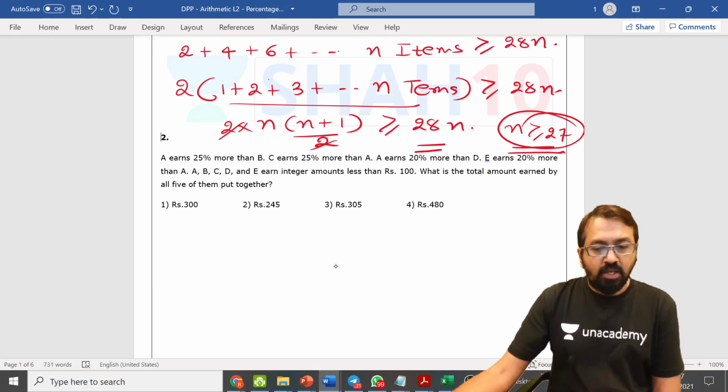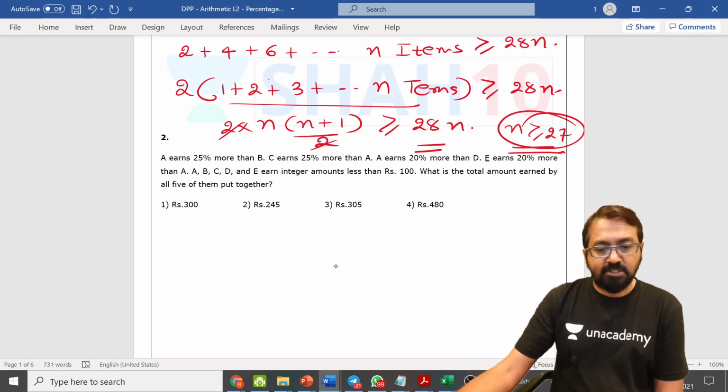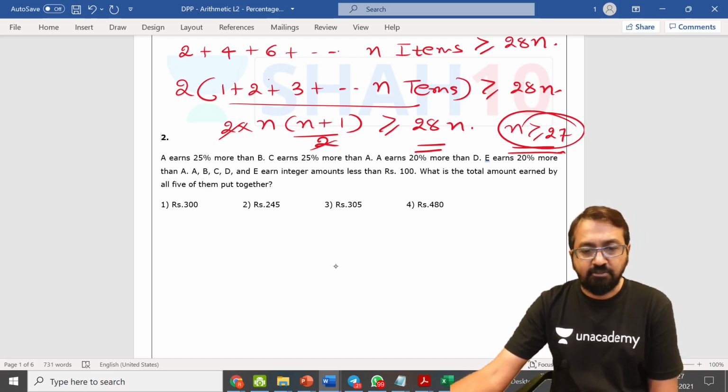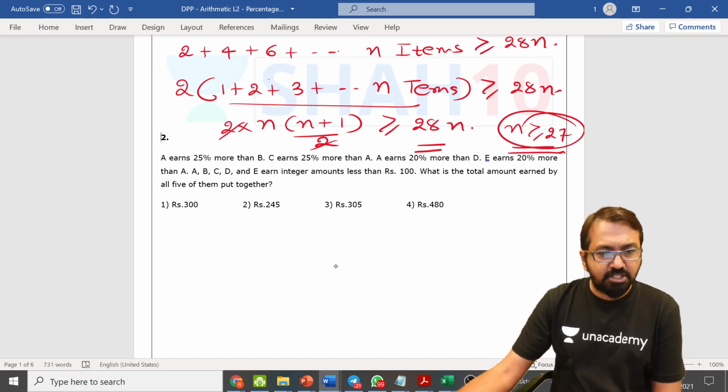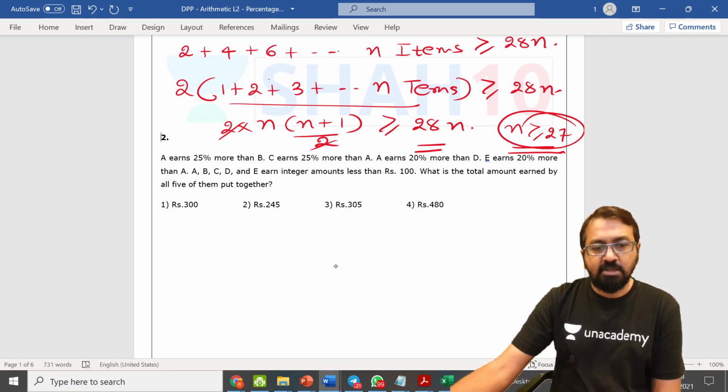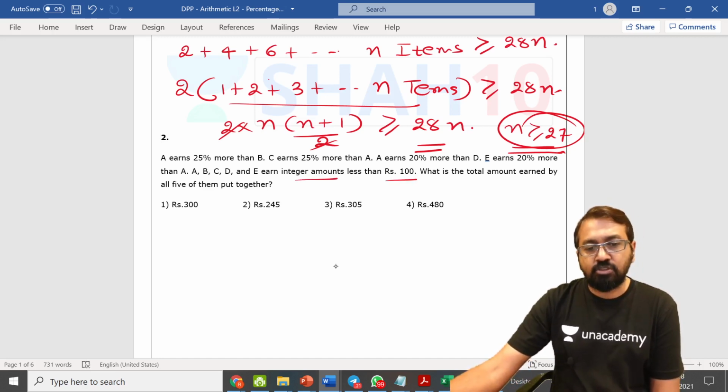Right, so let's look at this particular solution for the second question. A earns 25% more than B, C earns 25% more than A, A earns 20% more than D, and so on and so forth. So we are given certain relationships. Further, it says that A, B, C, D and E earn integer amounts less than rupees 100. So what is the total amount earned by all the 5 of them put together?